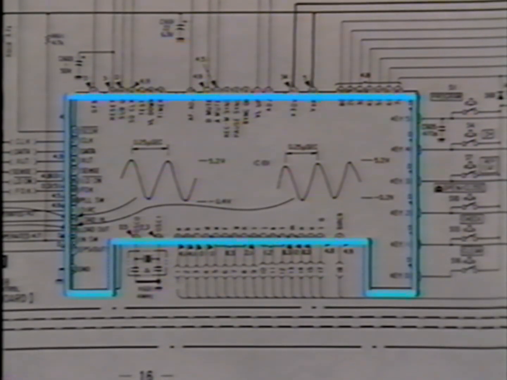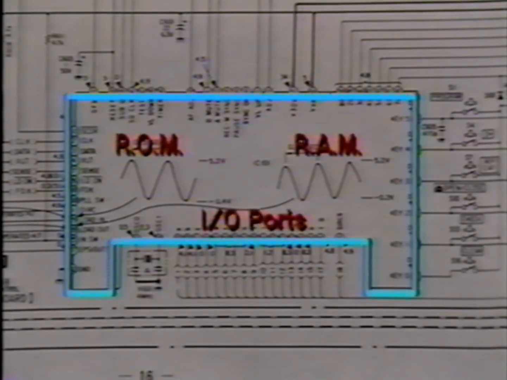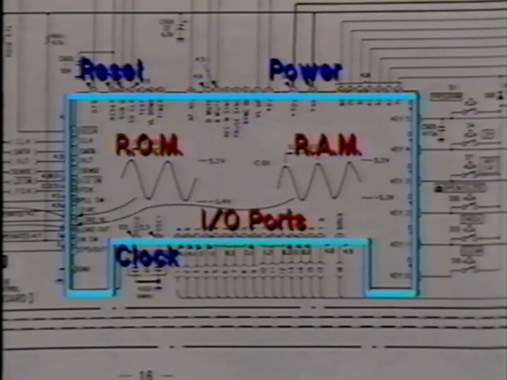IC101 contains the entire microprocessor system, including the microprocessor, the ROM, the RAM, and all input and output lines. This means that almost all of the connections to IC101 are input or output signals. The only exceptions are the external power, the clock, and the reset signals.